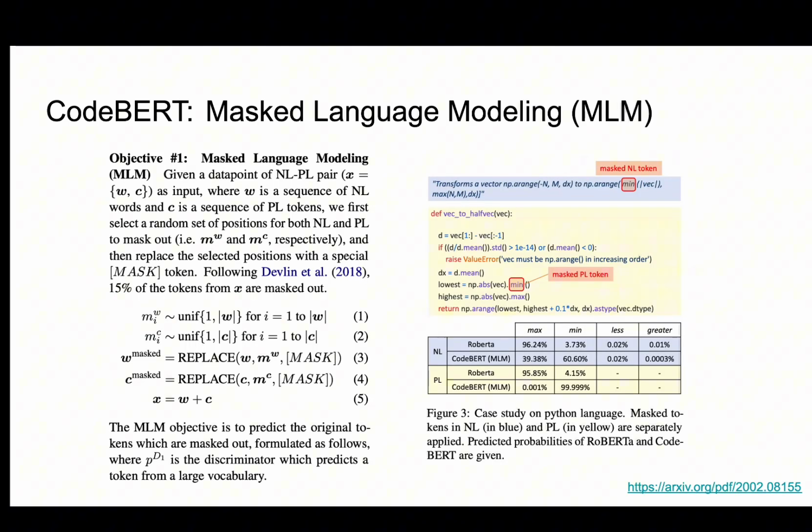Masked language modeling was used for unimodal data, where some tokens in the sentences of natural language or programming language were masked out with a mask token. So the model should predict the original token from the context. As you can see, CodeBERT with MLM performed quite well compared to the RoBERTa model in token prediction in natural language and programming language.